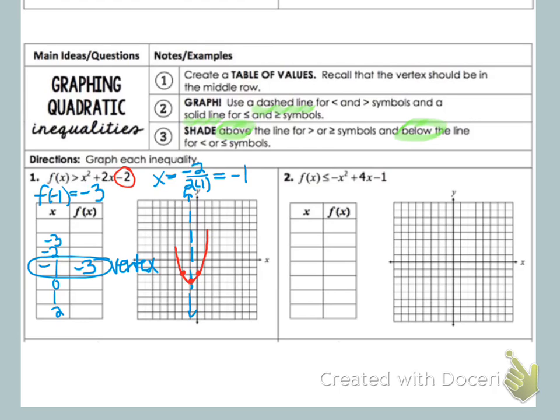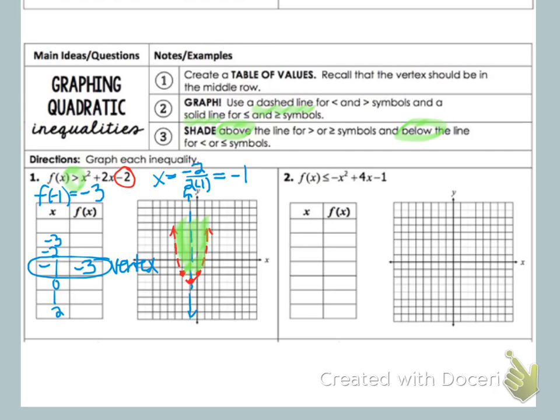But as we know, since this one's a just straight less than, or actually it's a greater than, we want it to be a dashed curve. So you can just either go back through and erase or just make it dashed or dotted to begin with. And then finally the shading. So it says the function is greater than the boundary curve, and that means we're going to shade above. And in this case, it turns out to mean that it's inside the parabola.